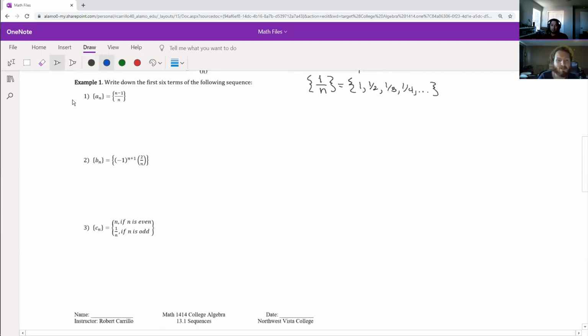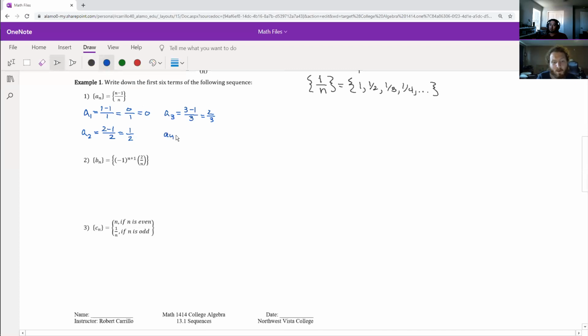All right, so let's go ahead and do some examples here. So we want to write down the first 6 terms of the following sequence. For a sub n is equal to n minus 1 over n, we're going to treat this like a function. A sub 1 will be equal to, we're going to plug in 1 wherever we see an n in this. So you get 1 minus 1, divide 1. This is going to be 0 up top, divide 1. This is just 0. A sub 2 will be equal to 2 minus 1 divided by 2. So that's just 1 half. A sub 3 will be equal to 3 minus 1 divided by 3, which is 2 thirds.